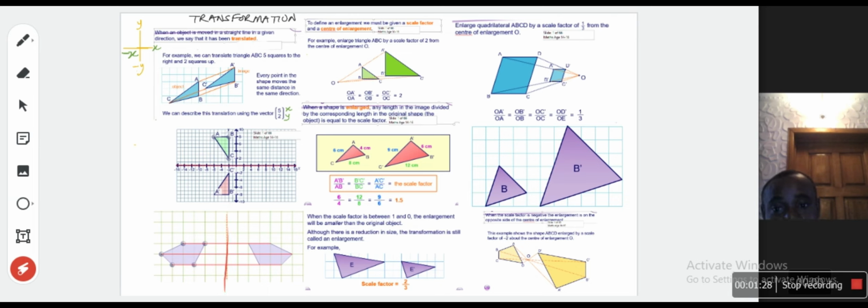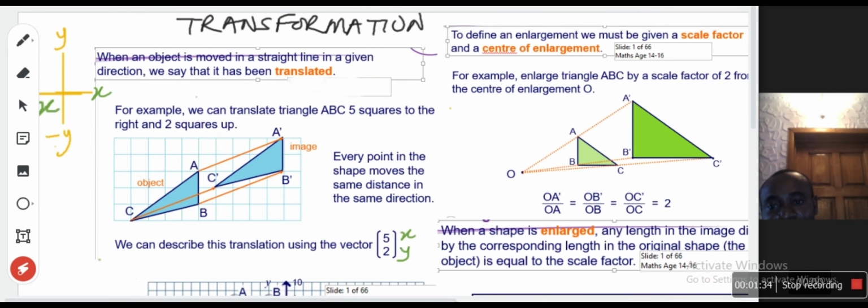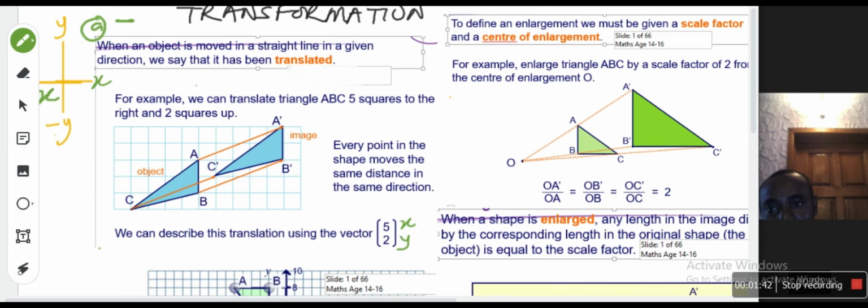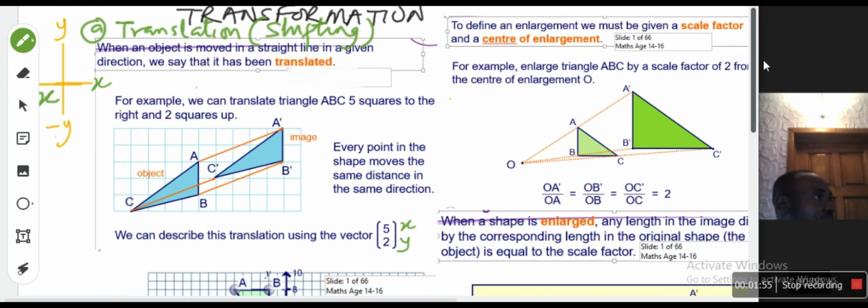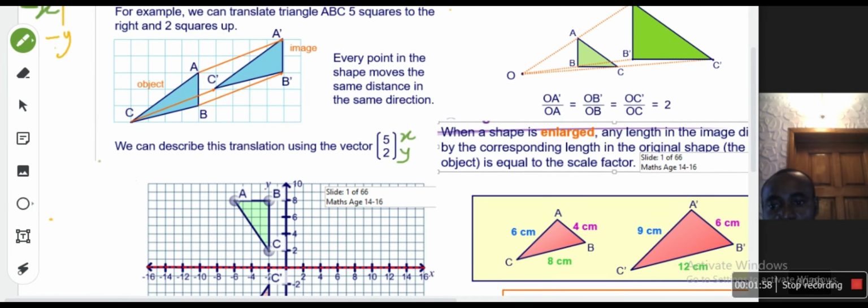In reflection, we have what we call the mirror line. I think I can zoom it in now. Remember, this first one is translation. I started with A, translation, which is like shifting. So I can just use the word shifting. Reflection is mirroring. So this second one is mirroring, B, reflection, which is mirroring.